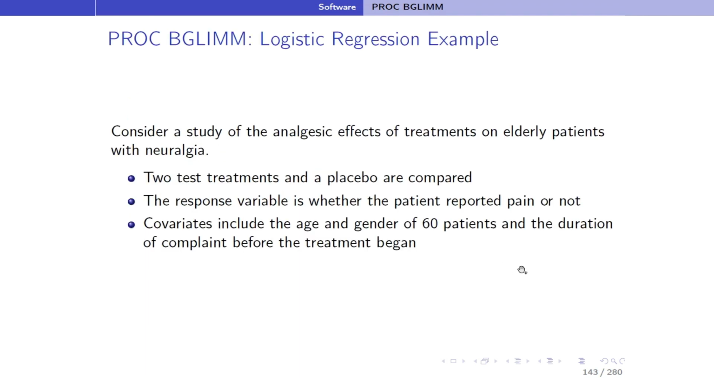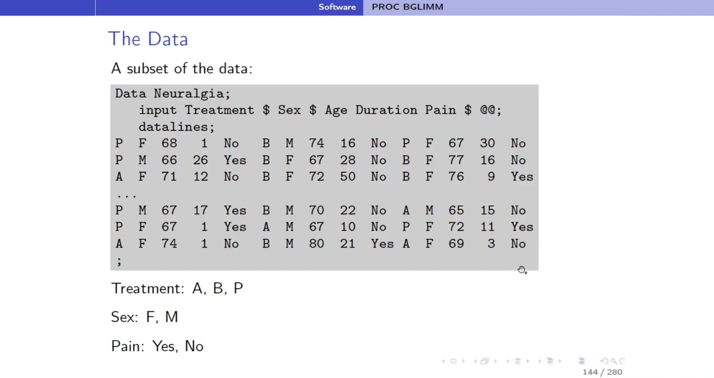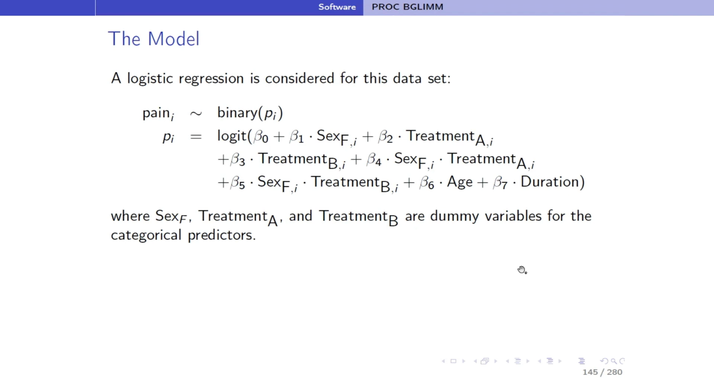The logistic regression example is fairly simple by nature. Just two treatments and a placebo are compared. The response variable is whether pain was reported or not, and the covariates include age and gender of the patients, the duration of complaint, and so on. So the treatments are A, B, and P, the gender is F and M, female and male, and pain is yes or no. So that's that.